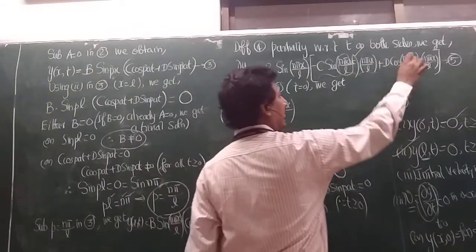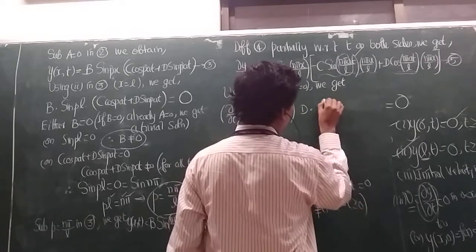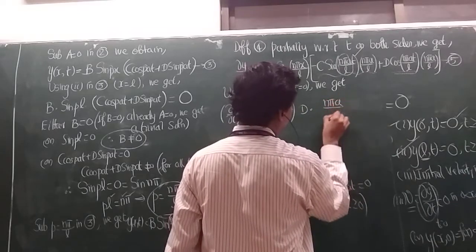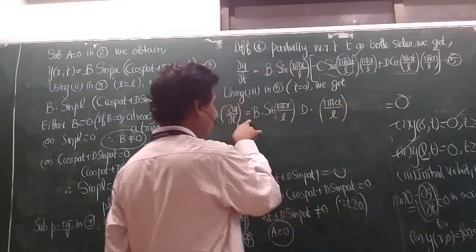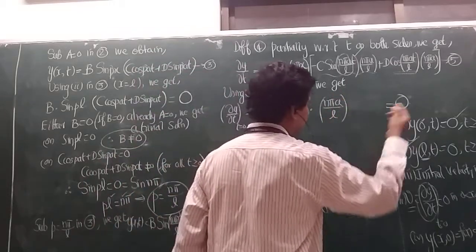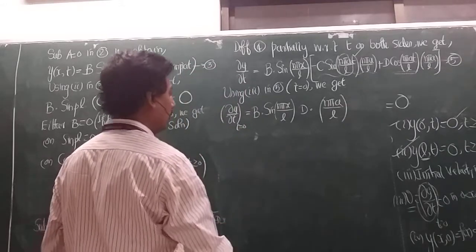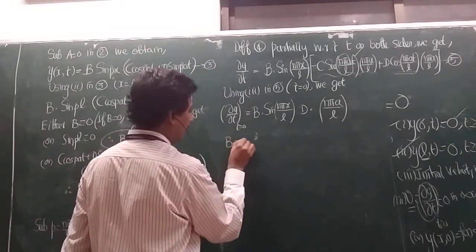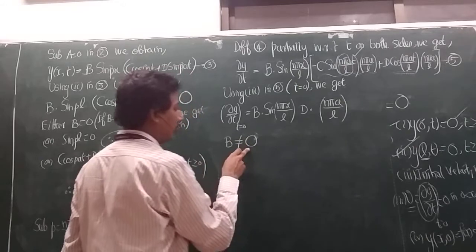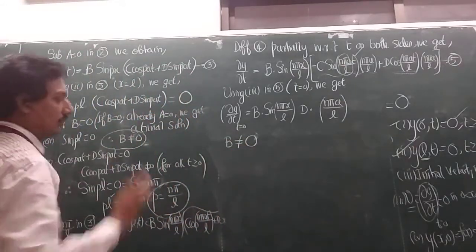When t equal to 0 here, cos 0 becomes 1. So it is d into the constant term n pi a by l. So the product of b, sin n pi x by l, d, and n pi a by l equal to 0. So the product of any one becoming 0. So b equal to 0 is not possible. So b not equal to 0, because already a equal to 0, we get a trivial solution.